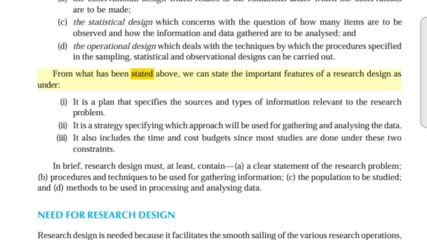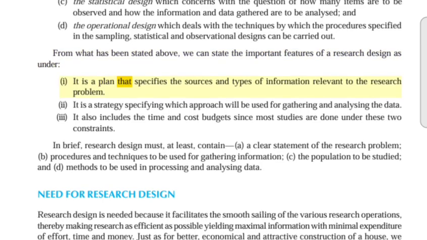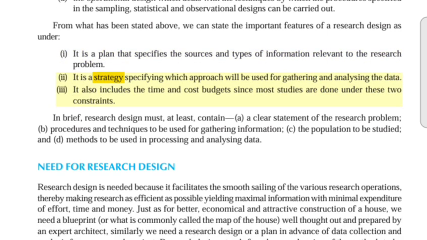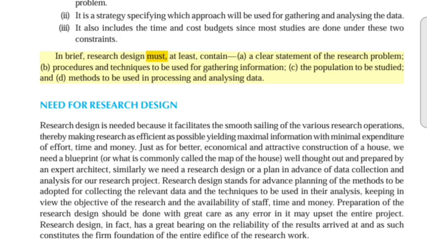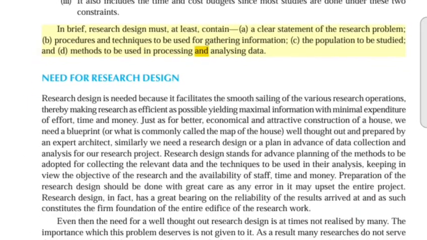From what has been stated above, we can state the important features of a research design as under. i. It is a plan that specifies the sources and types of information relevant to the research problem. ii. It is a strategy specifying which approach will be used for gathering and analyzing the data. iii. It also includes the time and cost budgets, since most studies are done under these two constraints. In brief, research design must, at least, contain a clear statement of the research problem, b. procedures and techniques to be used for gathering information, c. the population to be studied, and d. methods to be used in processing and analyzing data.